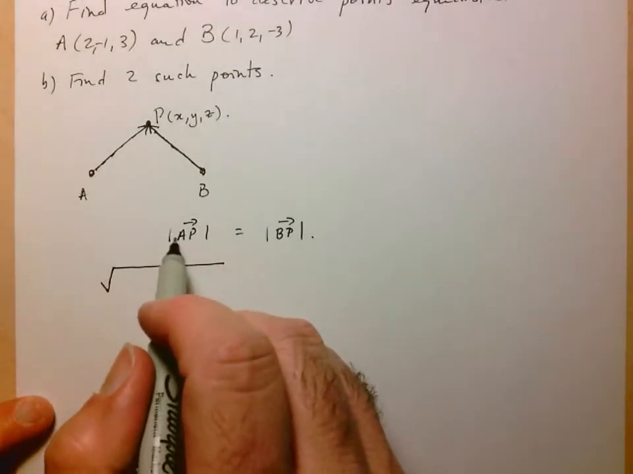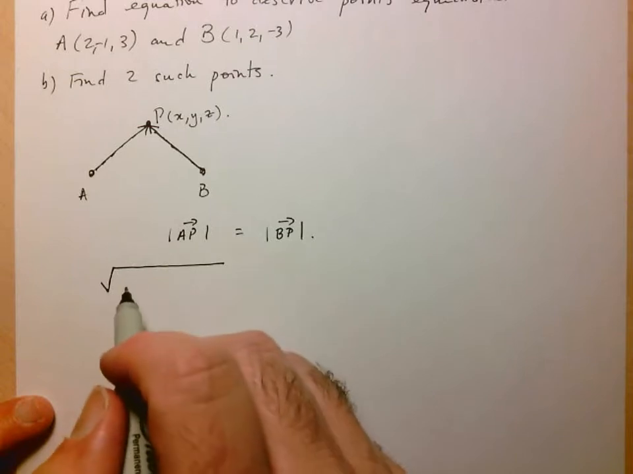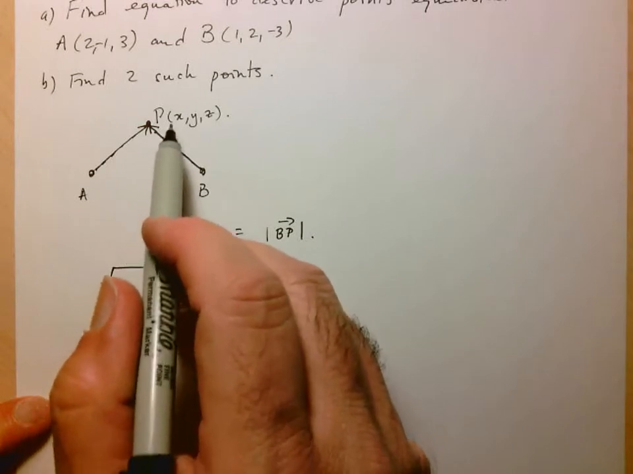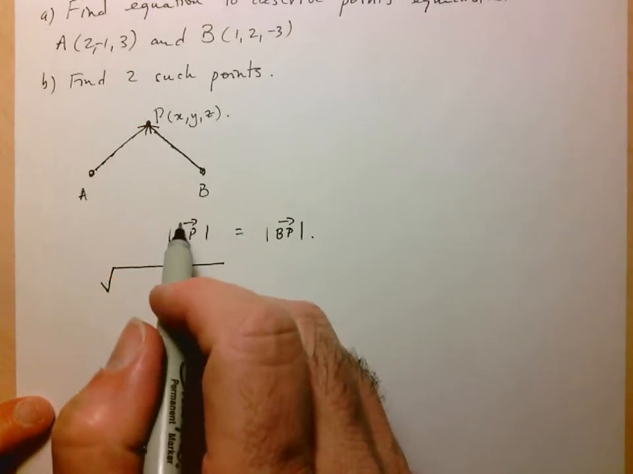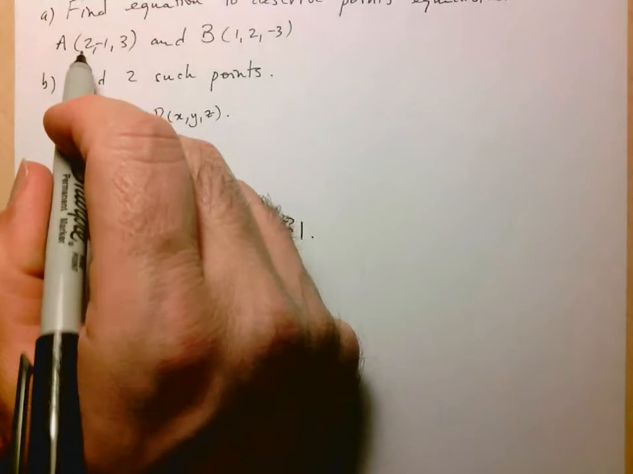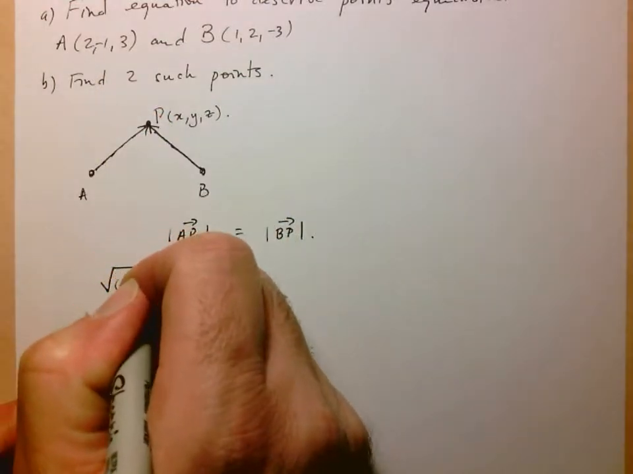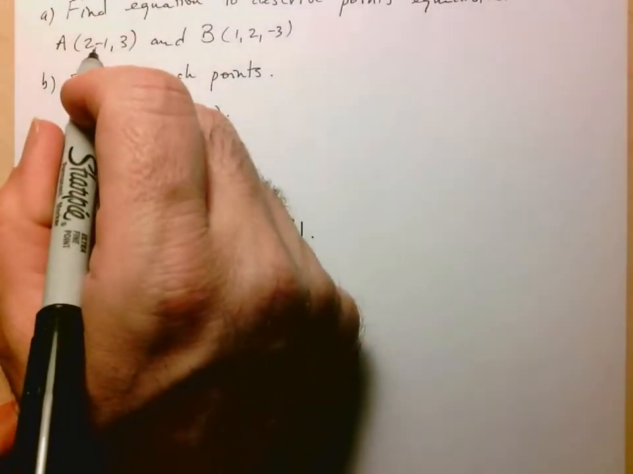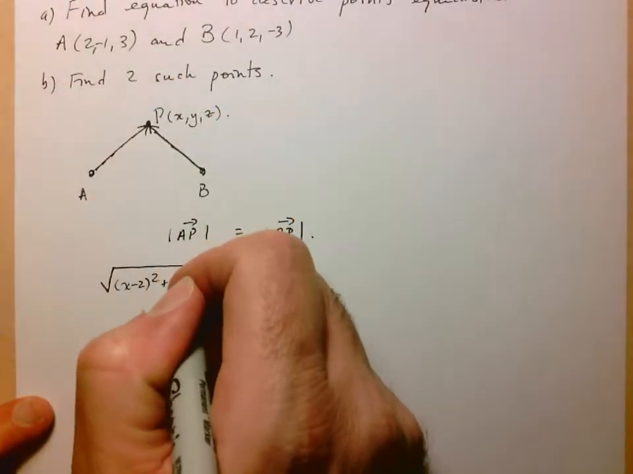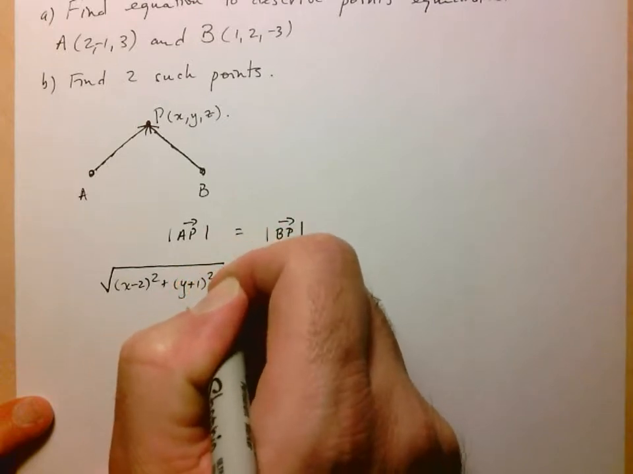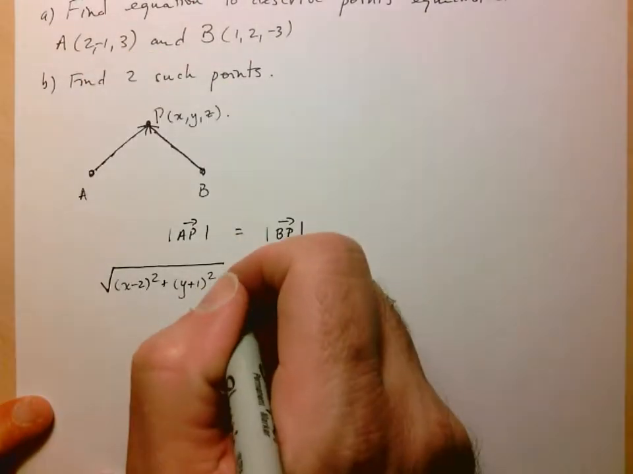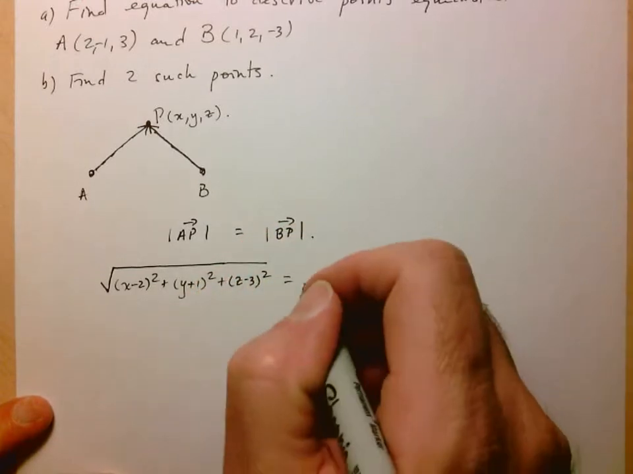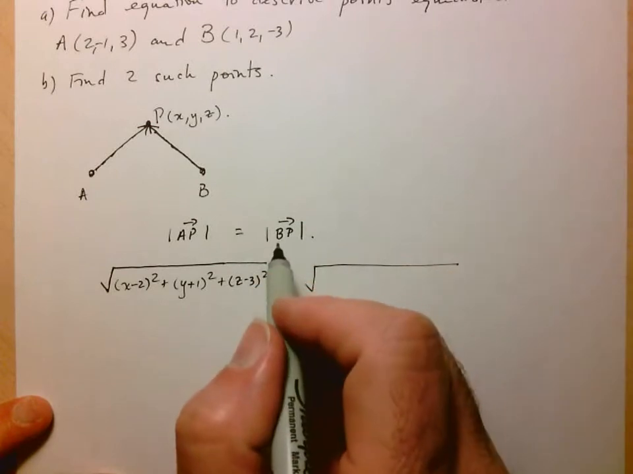Let's remember that the magnitude of a vector is the x component squared plus the y component squared plus the z component squared. So the x component of this vector would just be x minus 2, the x component of A, so that's x minus 2 squared, plus the y component squared, so y minus negative 1, so y plus 1 squared, plus z minus 3 squared. And that needs to be equal to the magnitude of the vector BP.